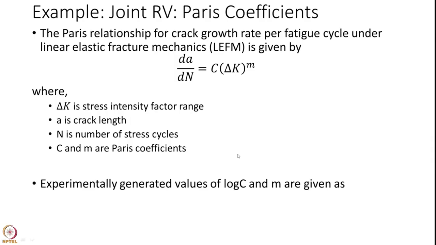Let us take an example of a joint random variable which we come across in material science and metallurgy. Let us take the Paris relationship of crack growth rate per fatigue cycle under linear elastic fracture mechanics, and that is given by this equation, where A is the crack length, N is the number of stress cycles. So, dA by dN, the rate of growth of fatigue crack per fatigue cycle, is equal to a constant Paris coefficient C times the stress intensity factor range delta K to the power m.